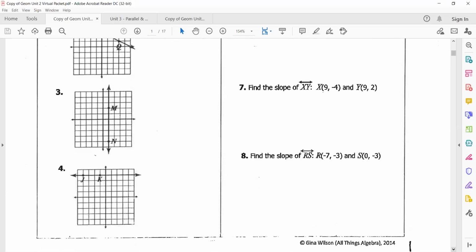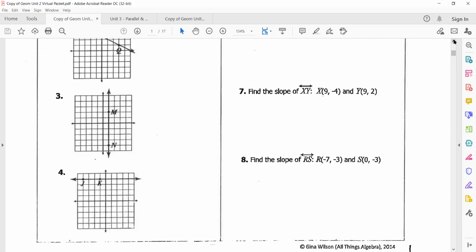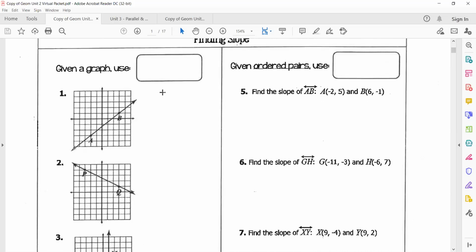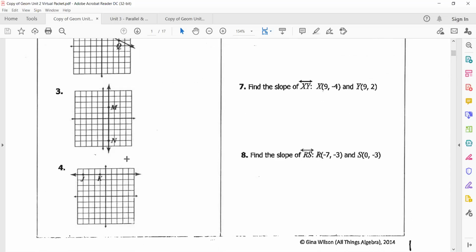Now, 3 and 4 might be a little bit of a puzzle, but they are examples of the other 2 types of slope. Look at 1 and 2. We got a positive, we got a negative. People get 3 and 4 mixed up all the time.